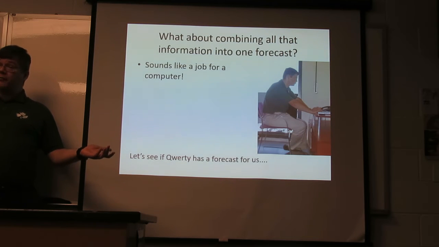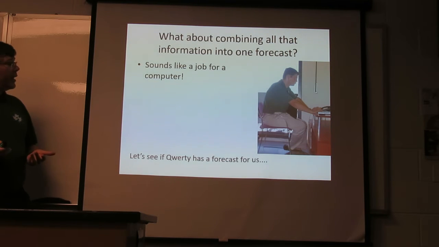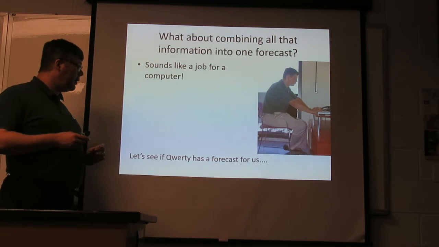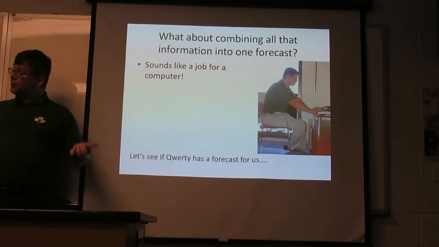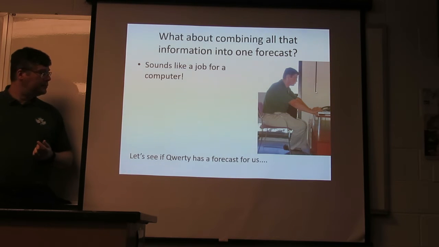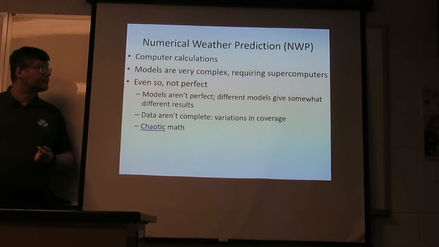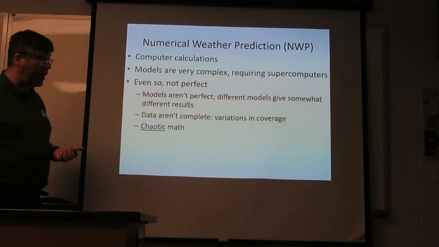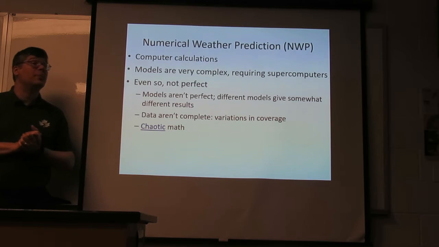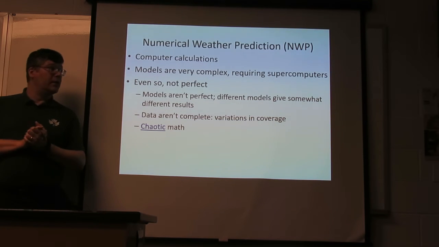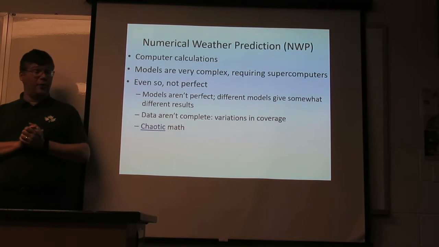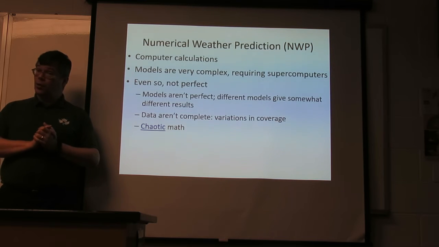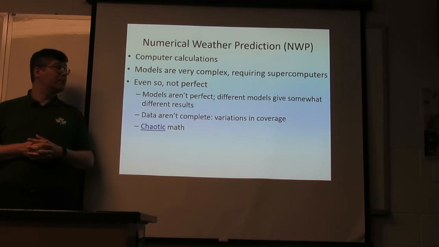Okay, that's a lot of information. How do we put that all into one forecast? Probably we need a computer there. And then we can analyze the data. And so computer forecasting is also referred to as numerical weather forecasting, NWP. To get a very good forecast, it takes a very complex model, and so supercomputers are used.